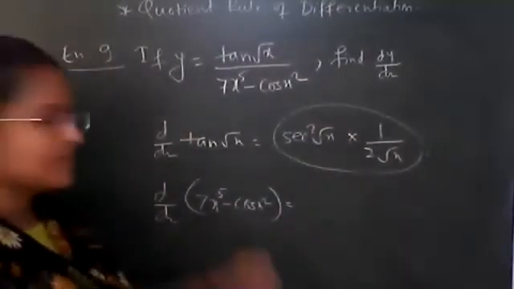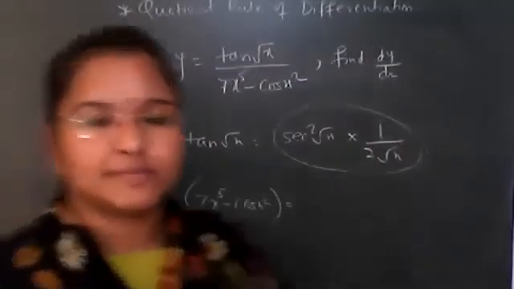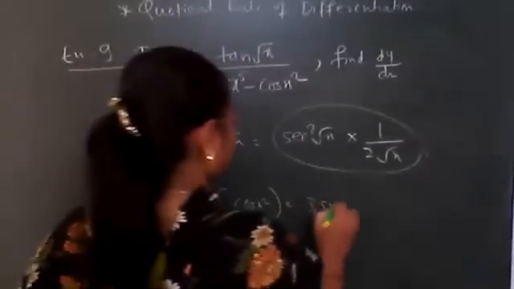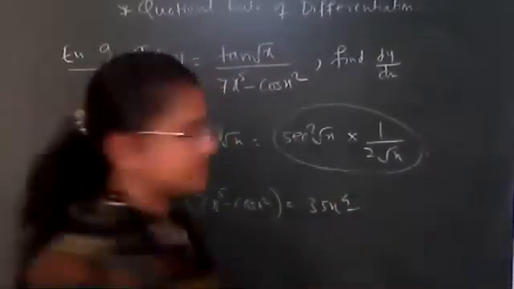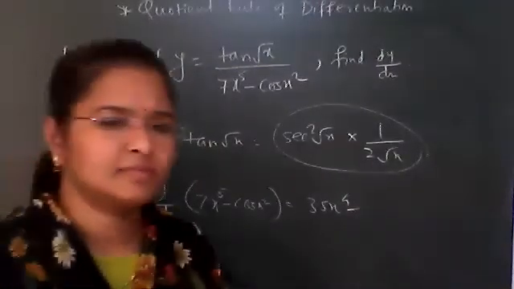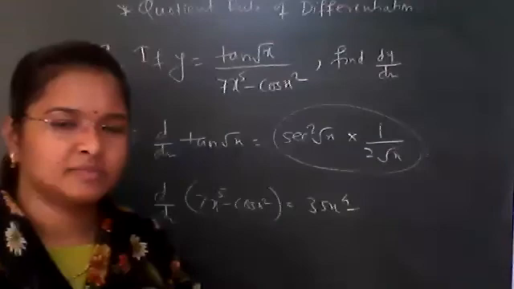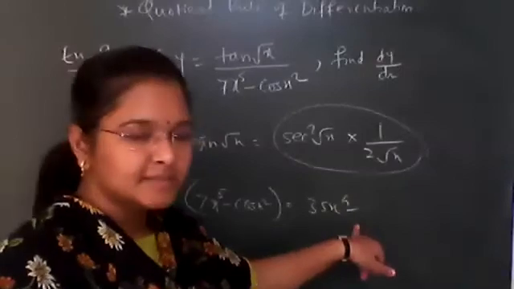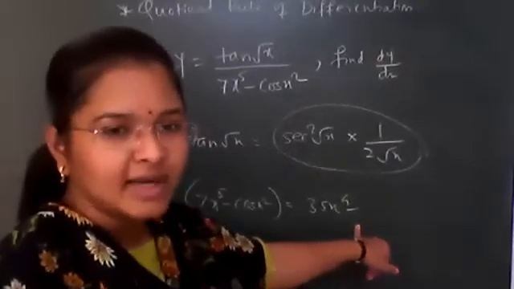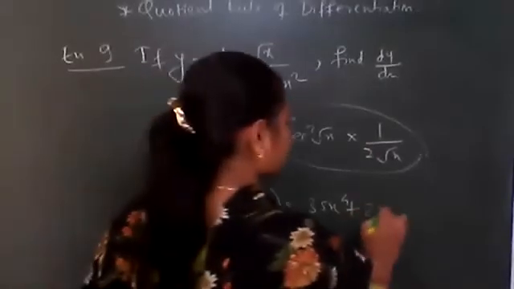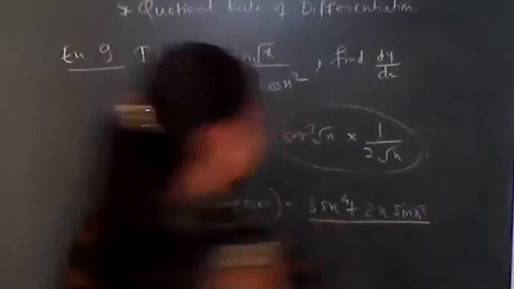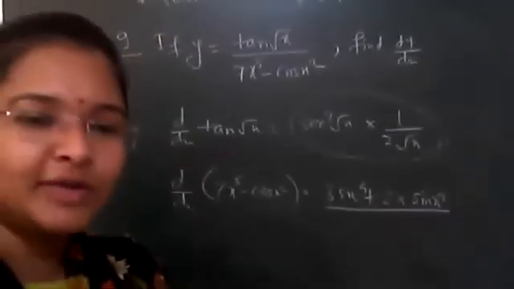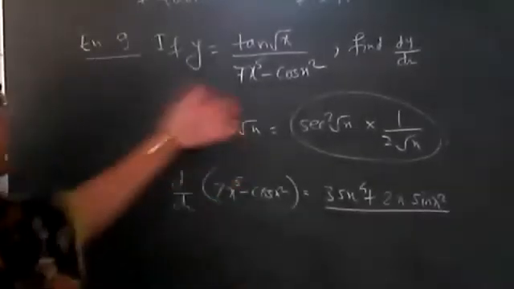Now this 7x raised to 5 minus cos of x square. The derivative will be 35 times x raised to 4 plus sine of x square into 2x. Correct? So we'll write 2x first and then sine of x square. Any doubt in this? No, ma'am. The trigonometry question was not there, so I have written it on my own.